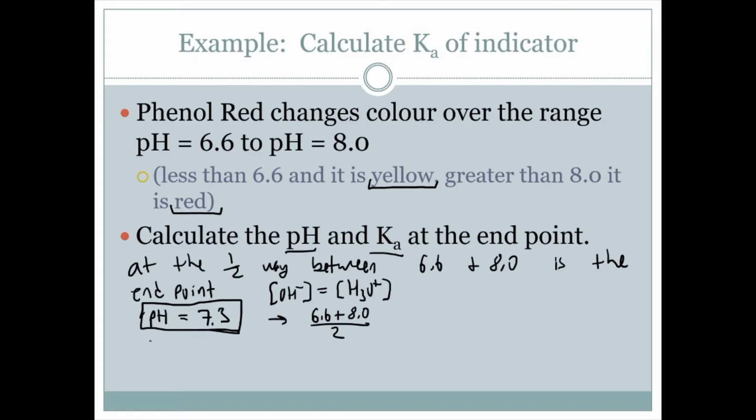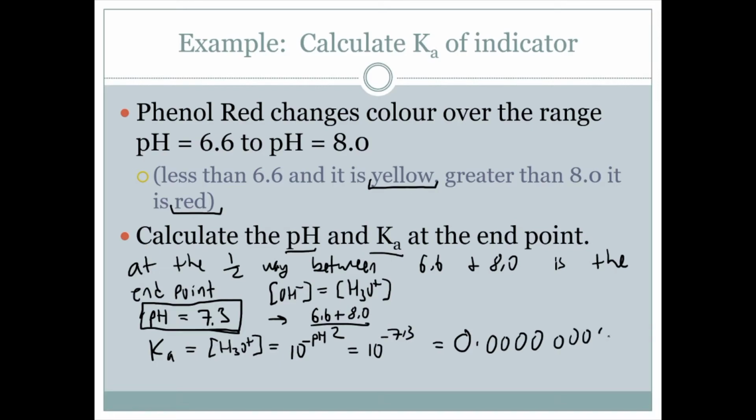Alright, and then the Ka is the concentration of hydronium, which is just 10 to the negative pH. So this will be 10 to the negative 7.3, which is approximately 5.0 times 10 to the negative 8.